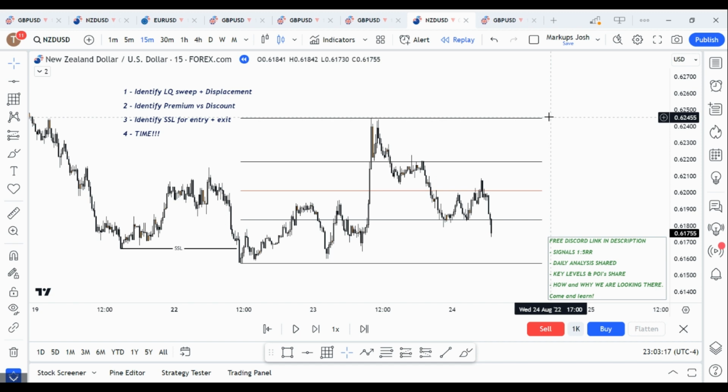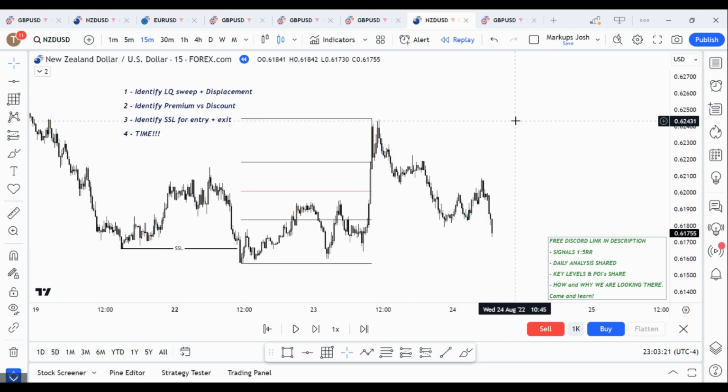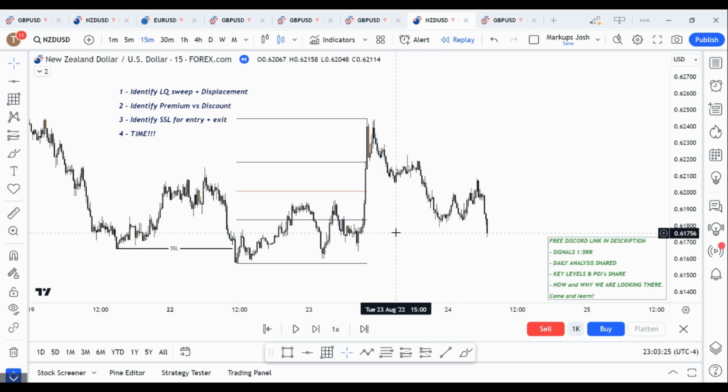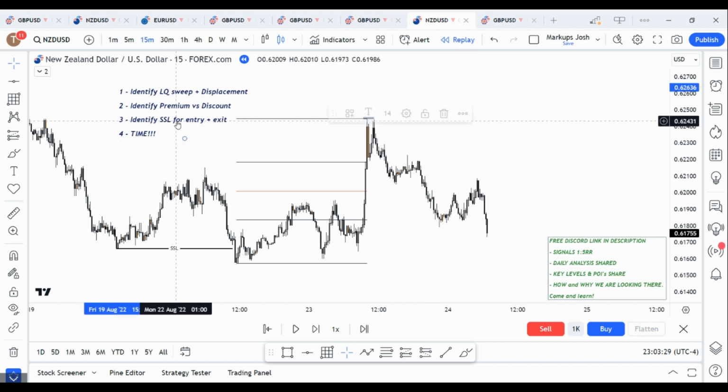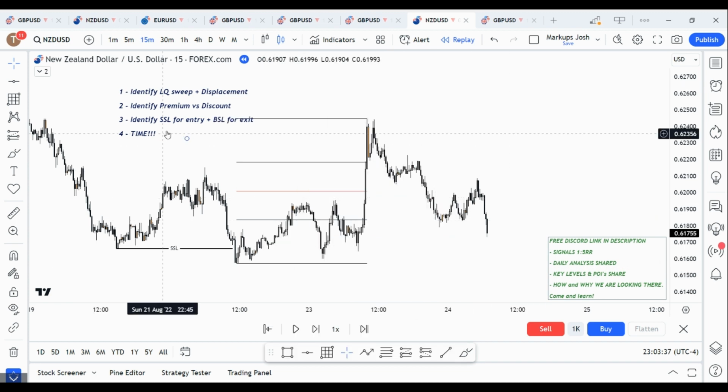So we've denoted our range. I'll just pull this over so I can make it a little bit more clean. And we're going to be hunting, like I said, buy entries in the discount of the range. Now, we need to identify sell side liquidity for entry and BSL, buy side liquidity for exit.